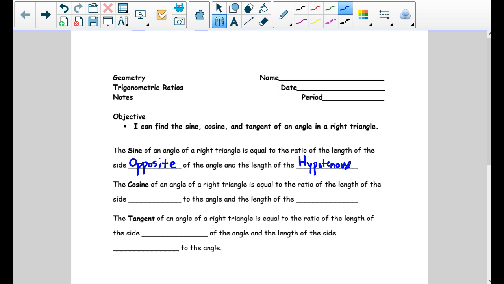Cosine. So the cosine of the angle of a right triangle is equal to the ratio of the length of the adjacent side, the side adjacent to the angle, and the length of the hypotenuse again. And then the tangent. So the tangent of a right triangle is equal to the ratio of the lengths of the side opposite the angle and the length of the side adjacent to the angle.